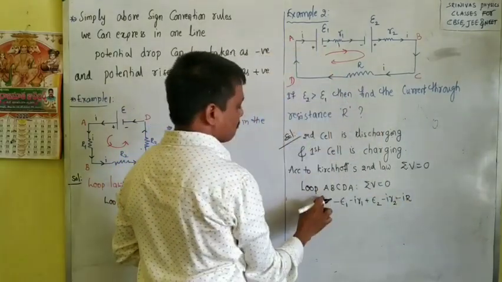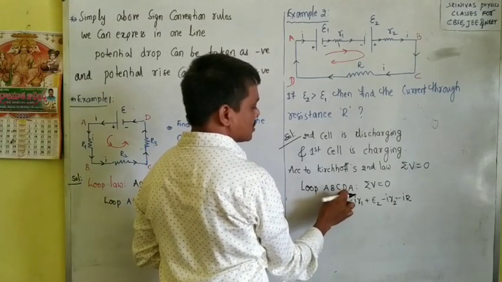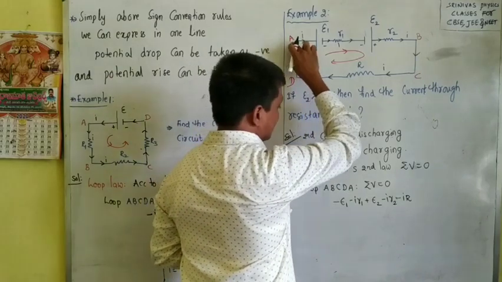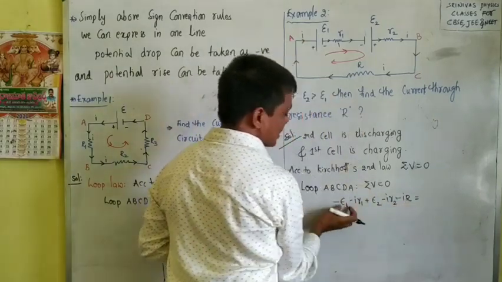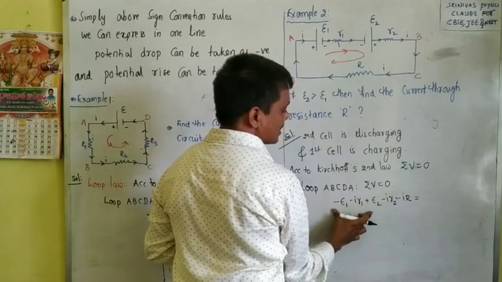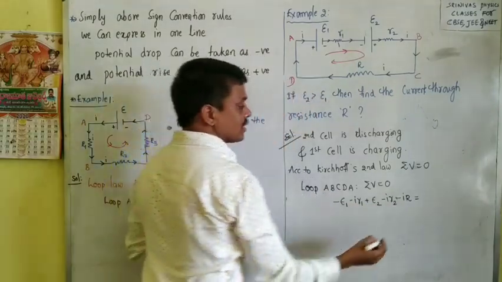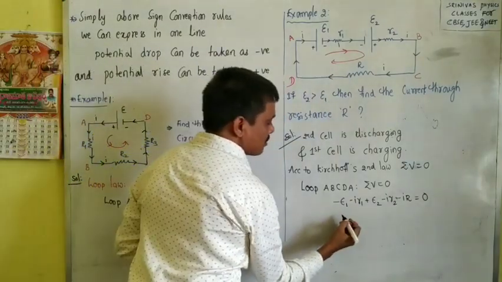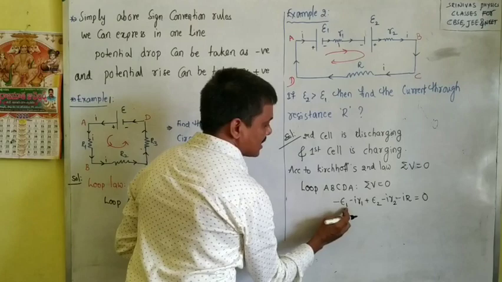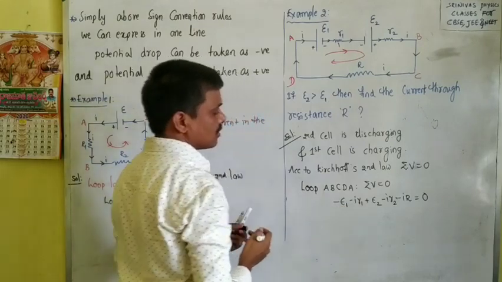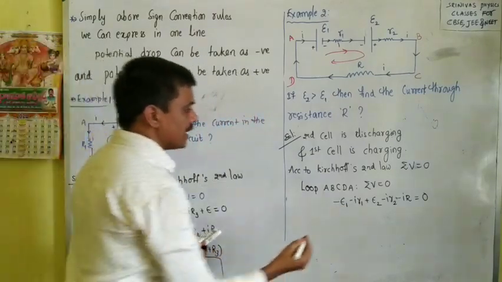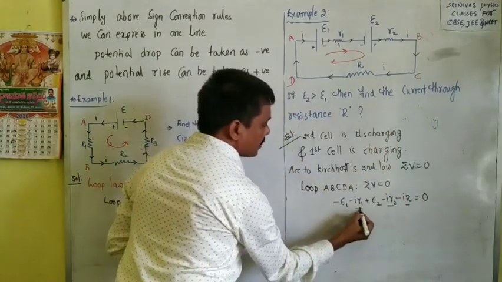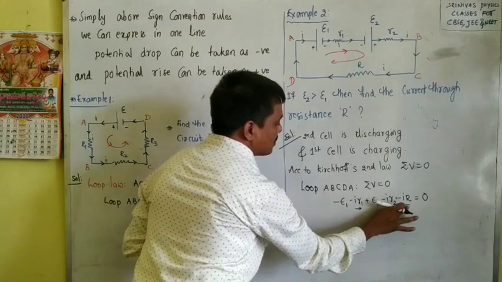Then finally A to B completed, B to C completed, C to D completed, D to A also completed. Finally we reached the same point A. These are the algebraic sum of potential differences across the closed path, and that is equal to 0 we have to write. Then we have to simplify this. This minus E1, minus IR1, minus IR2, minus IR we can take to the right side. If you take them to the right side, then what will you get?